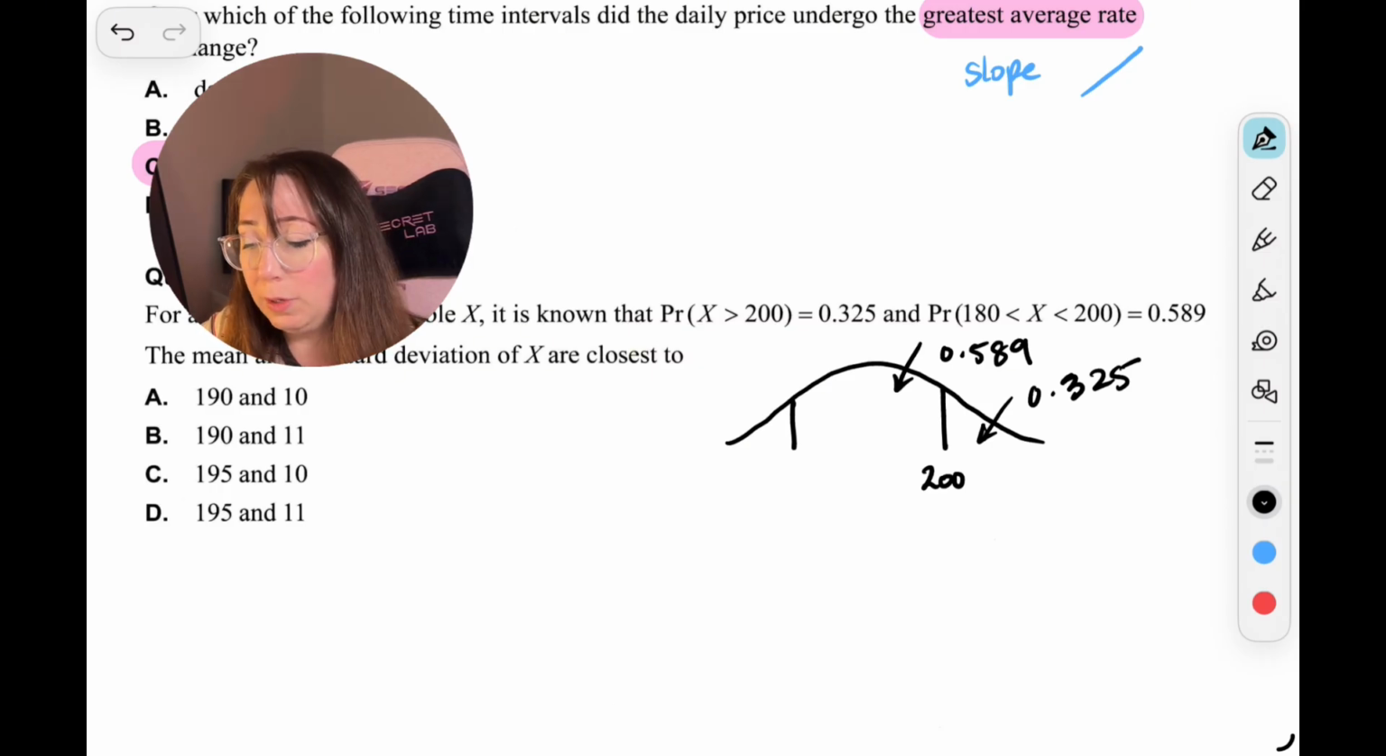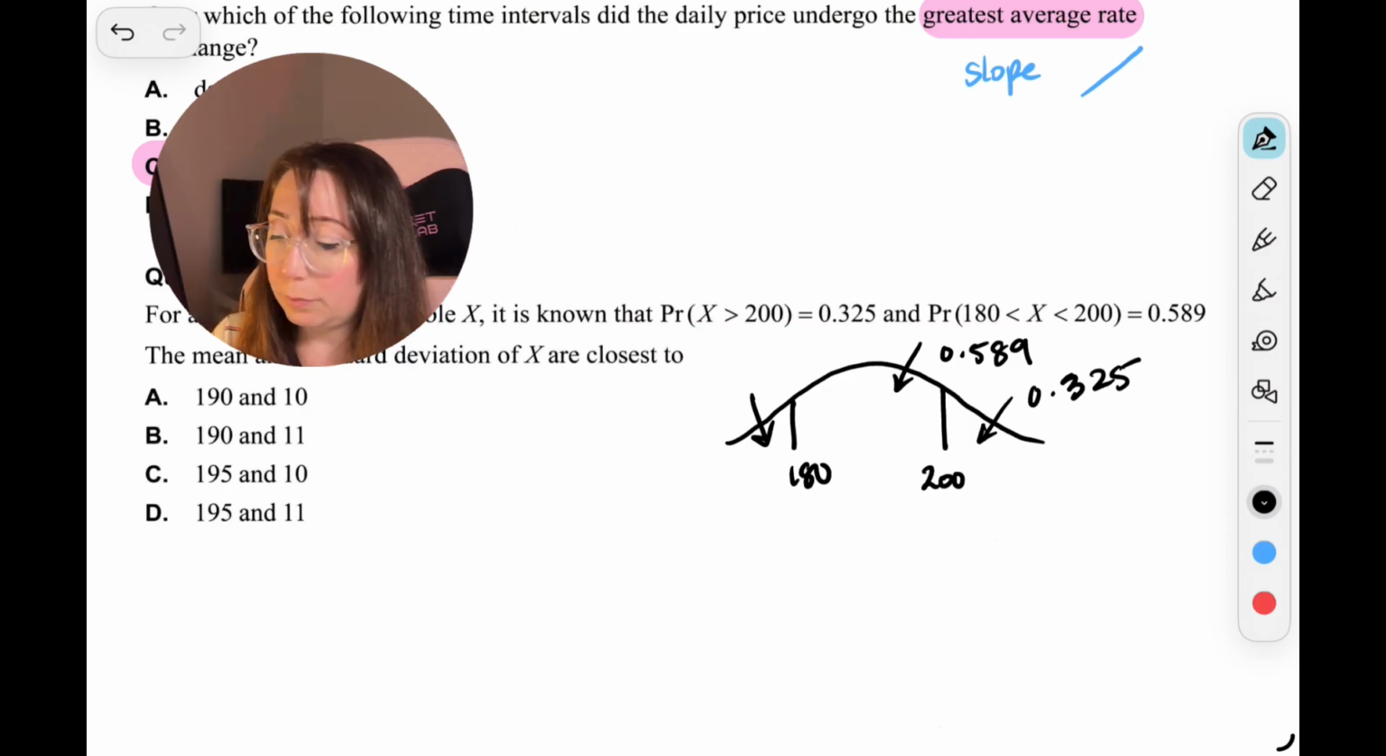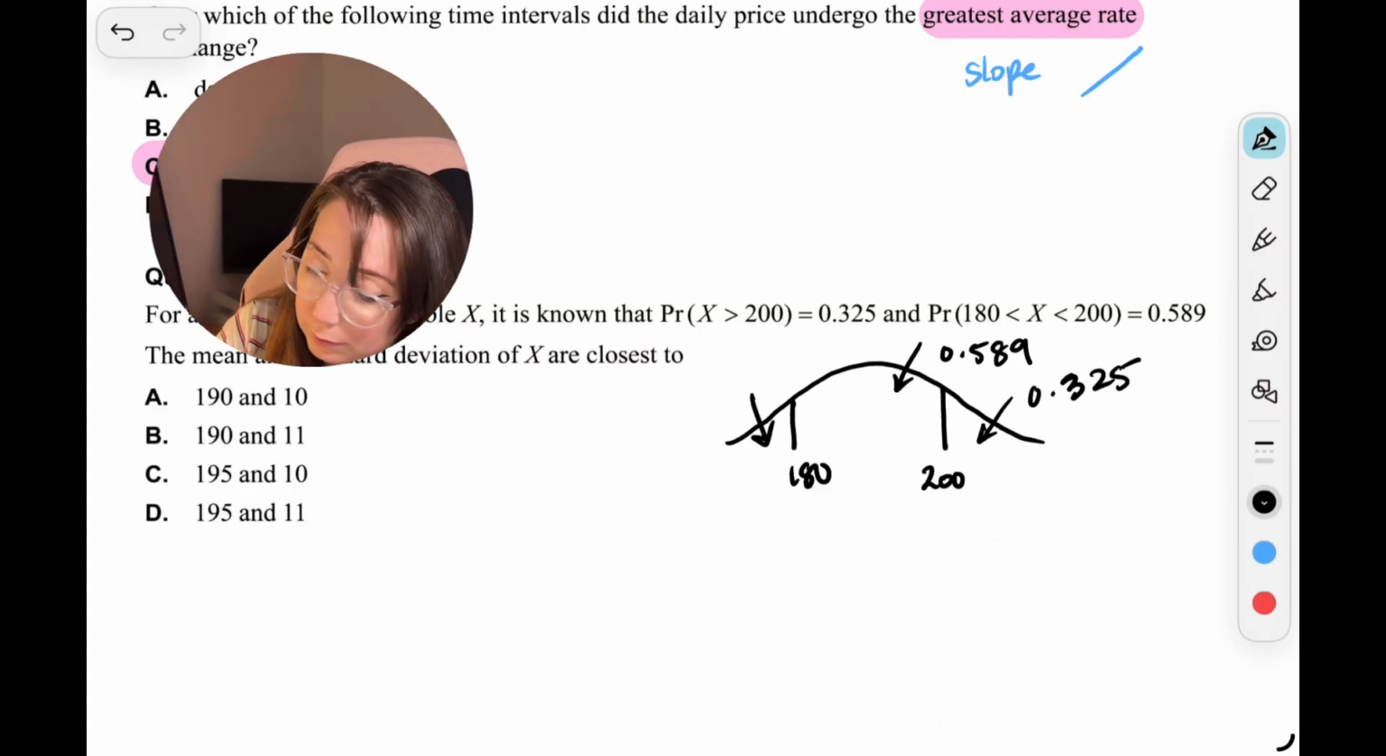Because we don't do this question when there's an interval. But when I've drawn it up like that, I can now find the probability of that particular section, which will be less than 180. So that'll be 1 minus 0.589 minus 0.325. Oops, that was really silly. Probably check that your calculator's working. Let's try that again. 1 minus 0.589 minus 0.325. So this probability here is this.